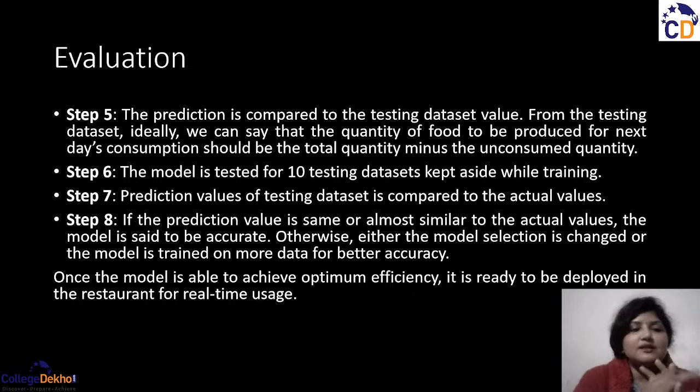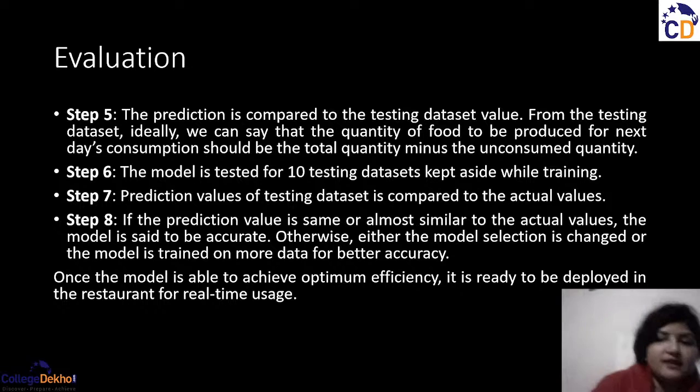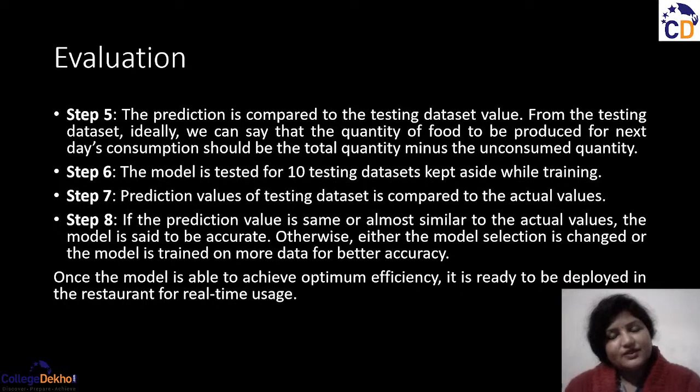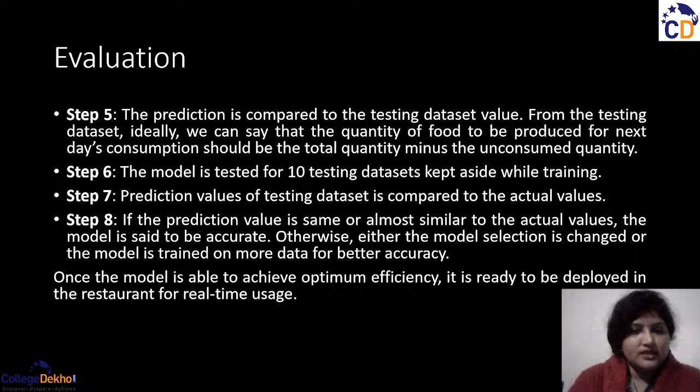Now this is the last step of this part. Step 5, the prediction is compared to the testing dataset value. From the testing dataset, ideally we can say that the quantity of food to be produced for next day's consumption should be total quantity minus the unconsumed quantity. So this is how we use this, right?